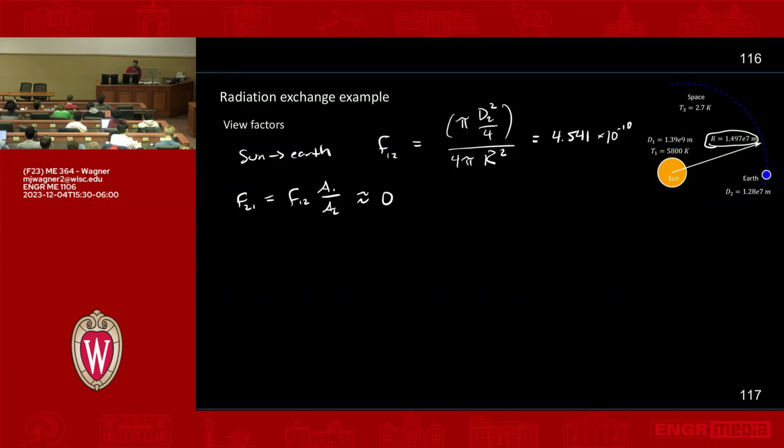Okay, let's see. If we make that assumption, we can say F23 is approximately 1. Right, so this is the view factor from the Earth to space. And we can say F13 is then equal to 1 minus F12 minus F22, right? F22 is 0, so we just have 1 minus F12. So we've computed all the relevant view factors here. Okay, so then the last step is to compute the resistances and then come up with the energy balances.